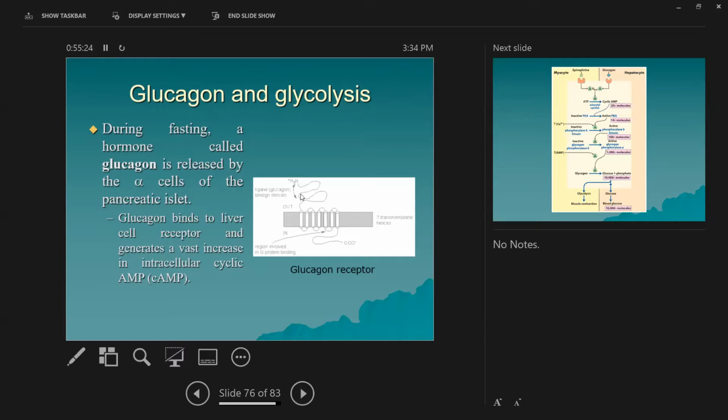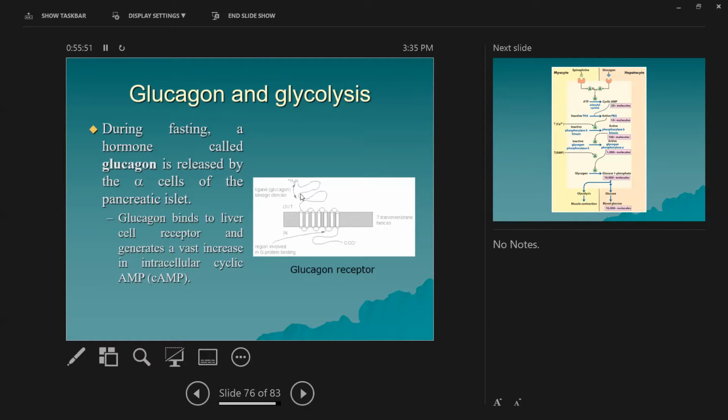Glucagon secretion is also downregulated by insulin. They tend to reciprocally regulate each other. That's why diabetics will have abnormally high levels of glucagon. And this binds to the G protein coupled receptor in the liver. It will then activate a trimeric G protein on the inside of the cell. That then activates adenylate cyclase.